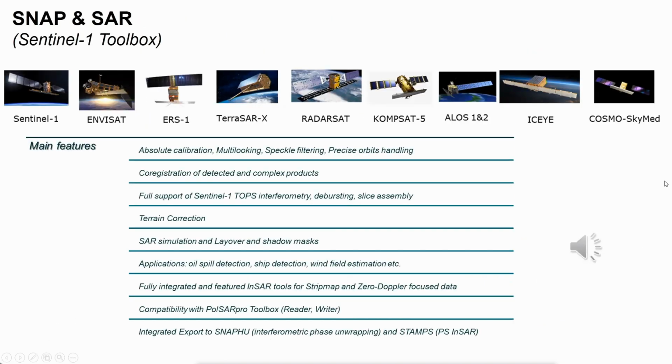As mentioned before, SNAP can be used also to process SAR mission data, for example, Sentinel-1 data. We have in the software all main functionalities to process SAR data, both detected and complex data. We have tools for interferometry, PSI, together with StaMPS, and polarimetry.